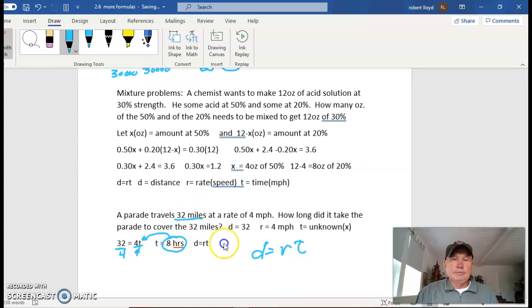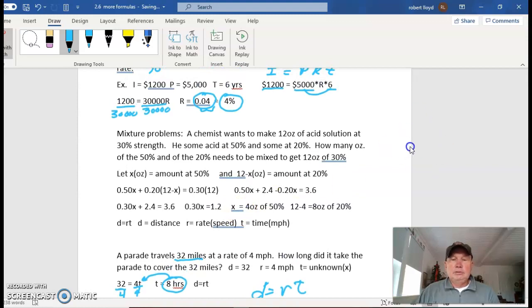Okay, the mixture problems. We have a chemist here, and he wants to make 12 ounces of an acid solution at 30% strength. However, he doesn't have any 30% strength, so he's got to mix some 50% with some 20%. And he has to end up with 12 ounces of 30%. So how many ounces of 50% solution and how many of 20 does he need to get 12 ounces of 30?